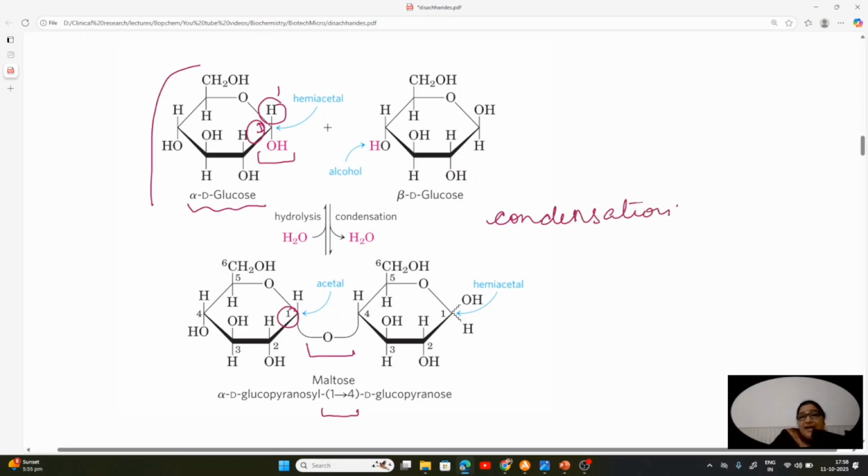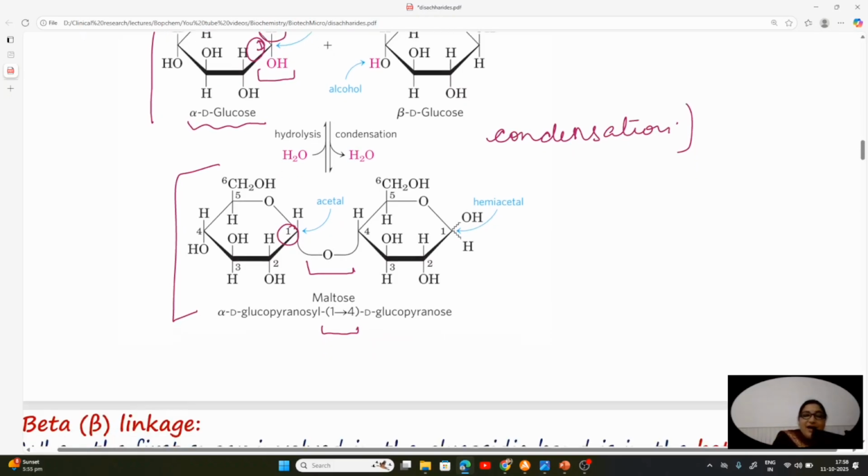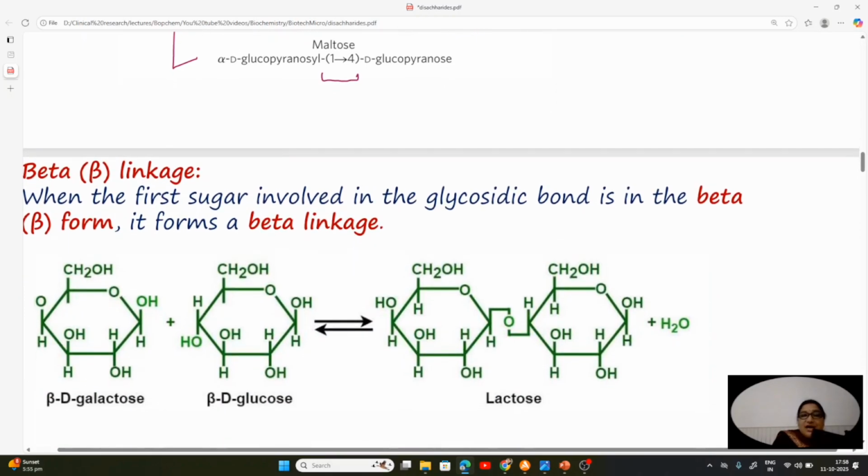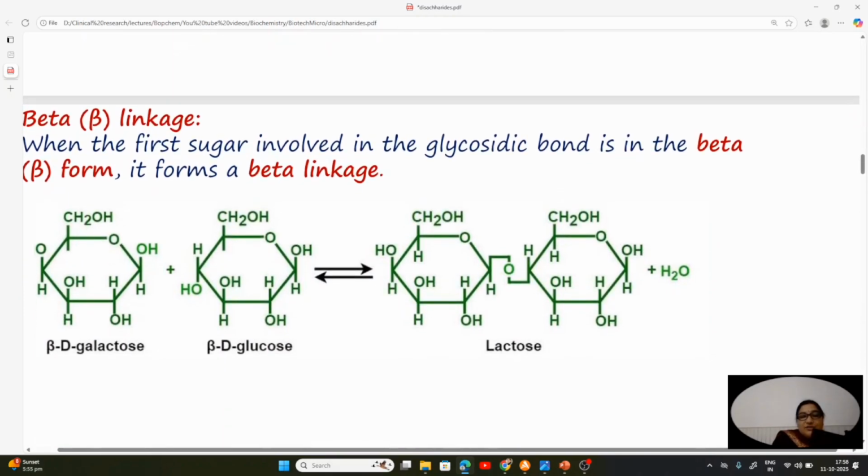Okay, and by condensing two molecules of glucose, one in the alpha conformation and another one in the beta conformation, but the first glucose is the alpha glucose, hence the bonding will be alpha 1,4 linkage. That is the catch. The catch is that if the first sugar involved is in alpha configuration, the bonding will be alpha, and if the first sugar is in beta, the bonding will be beta. So let us see here.